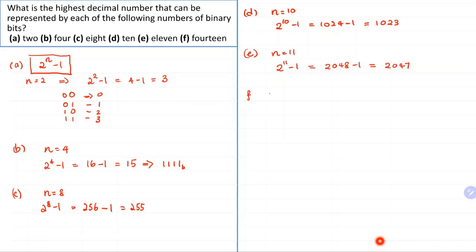F, so n equals 14, so 14 bits. So you have 2 to the 14 minus 1. That will be 16384 minus 1. That will be 16383.